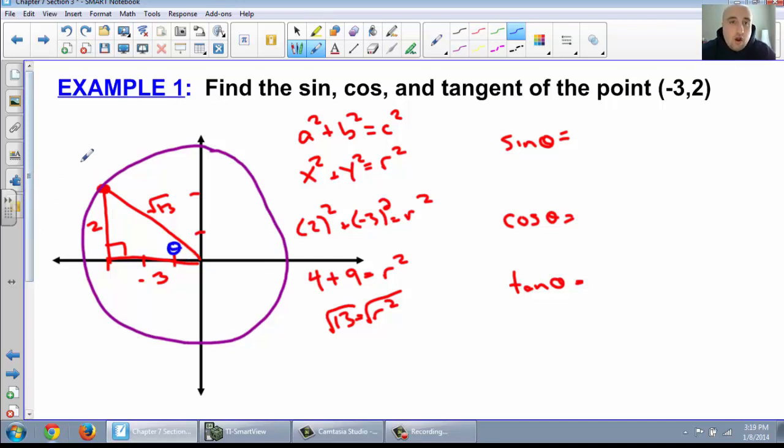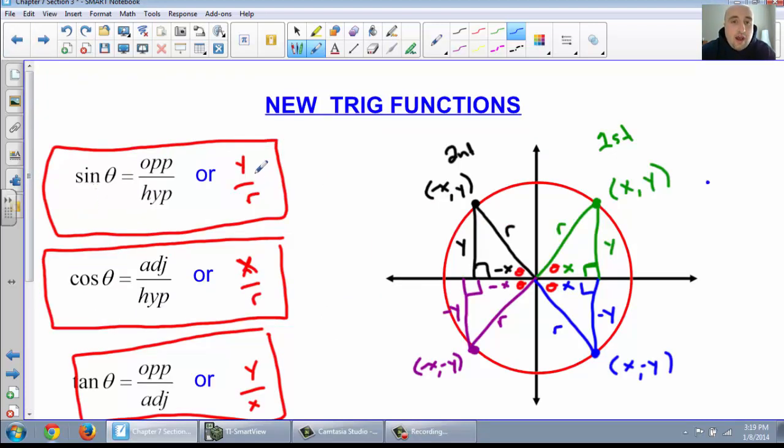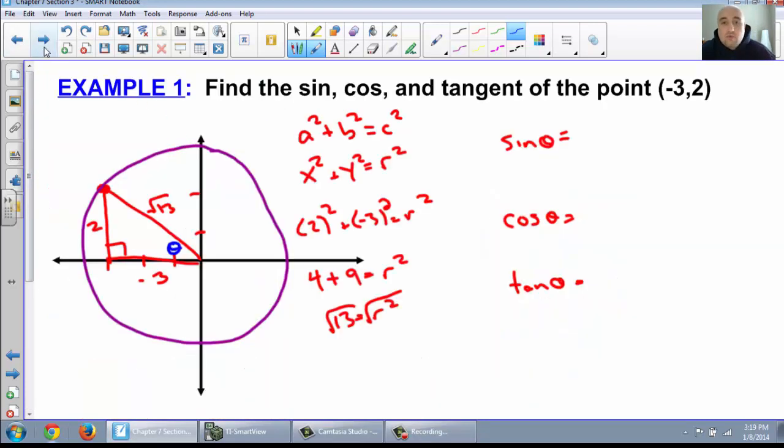All right, so let's go back to our sine, cosine, tangent. Remember, sine is y over r. Our y value is 2. Our r is root 13. So 2 over square root of 13. So let's get rid of that radical in the denominator right now. I think you guys are all pretty good at getting rid of that. So I have 2 root 13 on top.